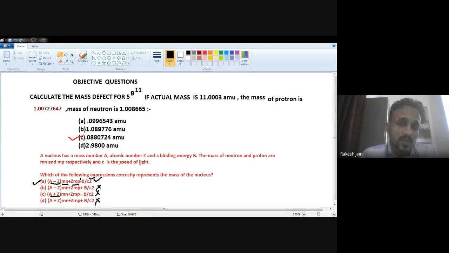What should be the value of c square, which will be multiplied by the mass defect to calculate the binding energy? That is 931.5 MeV. So I think you understand this mass defect and binding energy concept and how to solve the numericals related to mass defect and binding energy.